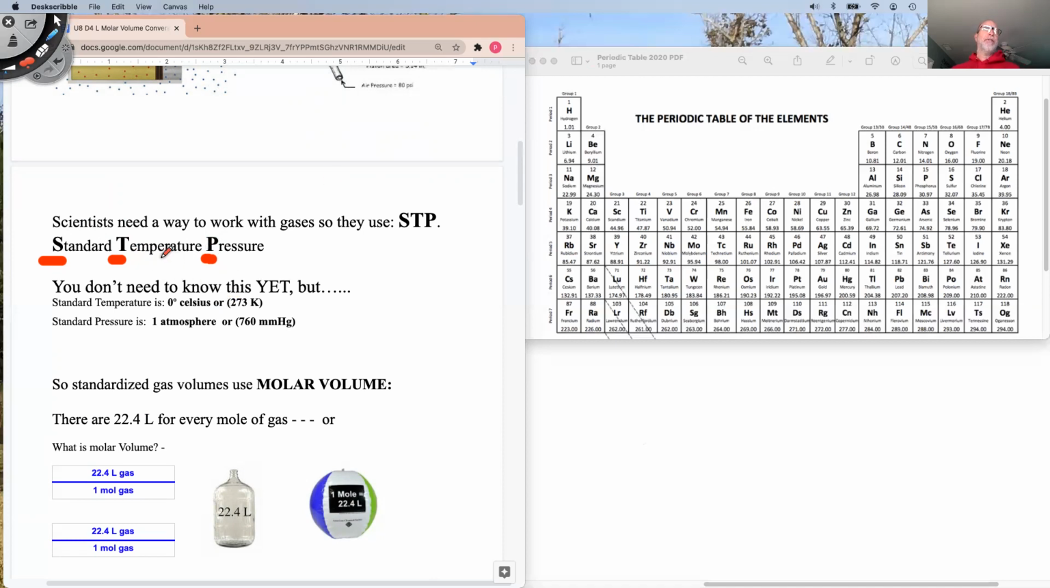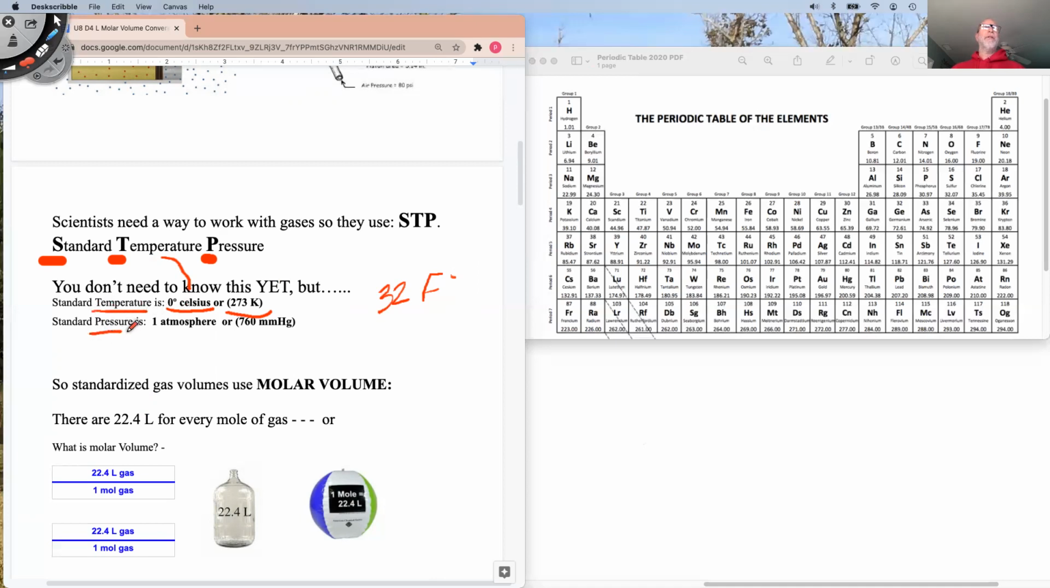The standard temperature is 0 degrees Celsius. 0 degrees Celsius is the temperature that water freezes. That's also known as 273 Kelvin. Since we live in America, I believe we freeze at 32 degrees Fahrenheit. I always forget because I don't really use Fahrenheit. I use Celsius. So that's the standard temperature.